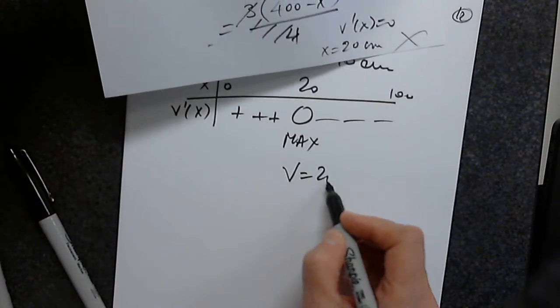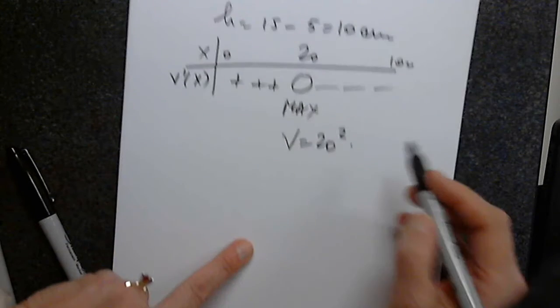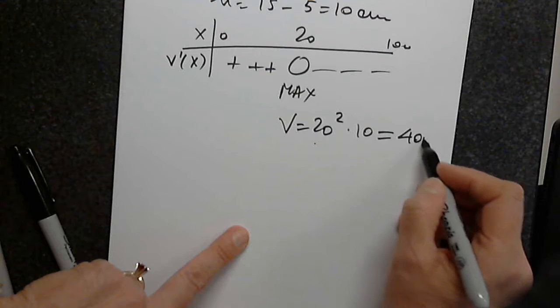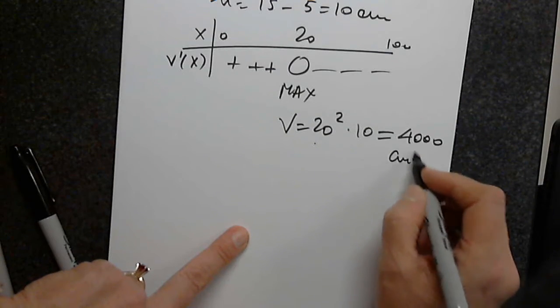So V will be 20 squared times h, which we determined to be 10. So this is 400 times 10, which is 4,000. And this is in cubic centimeters.